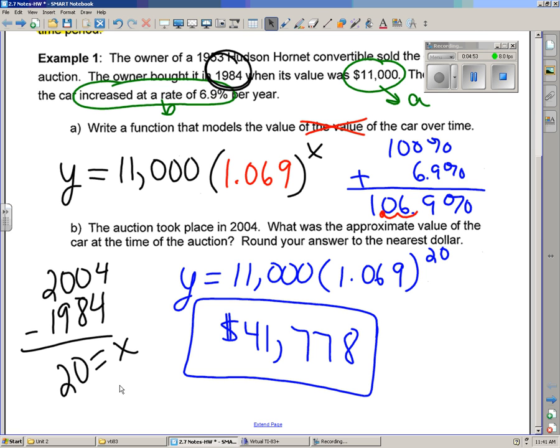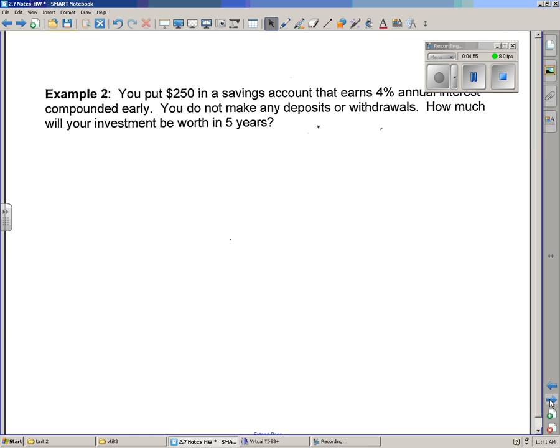Next problem. This one says you put $250 in a savings account that earns 4% annual interest compounded yearly. You do not make any deposits or withdrawals. How much will your investment be worth in 5 years? So if we model the function over time, then we know that y would be equal to the initial amount that you put in times some decimal to the power of x.